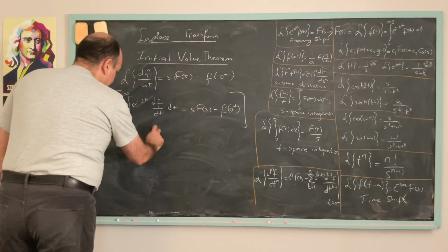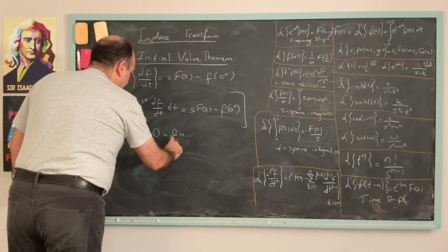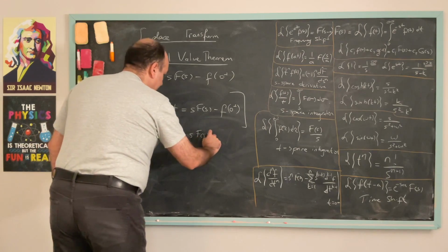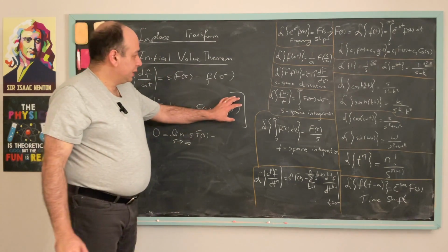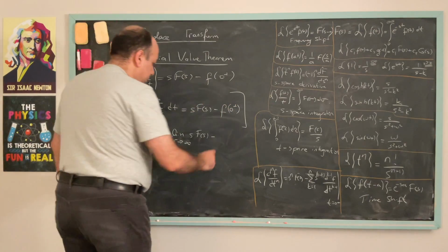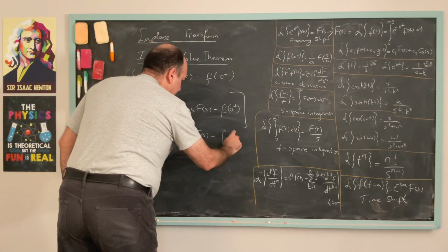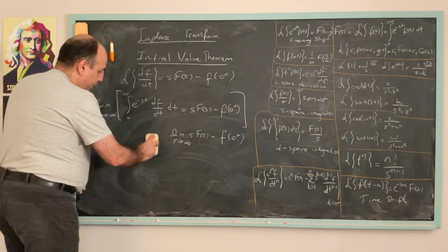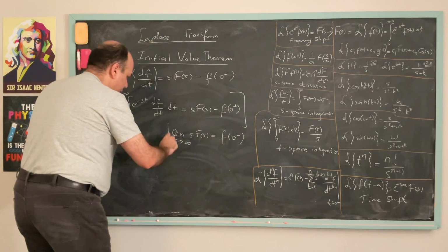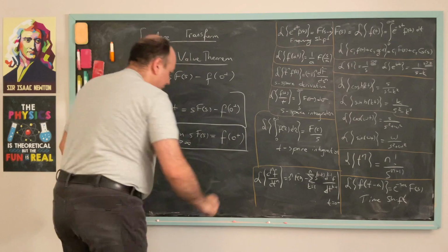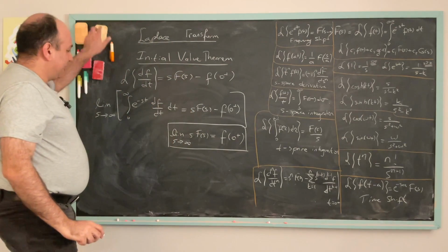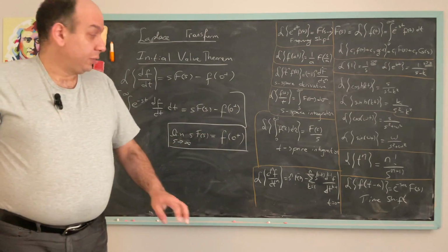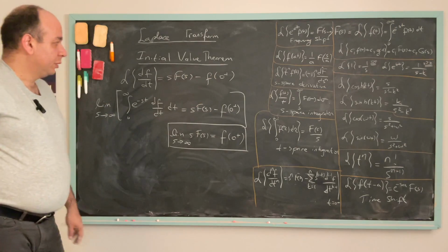Okay, so then 0 must be equal to the limit when s goes to infinity of s F(s) minus, well, this is the initial value of the function, right? It doesn't have any s in it, so it's just a constant, f(0+). Okay, so then I can simply say that the limit as s goes to infinity of s F(s) is equal to the initial value of the function. And this is called the initial value theorem.